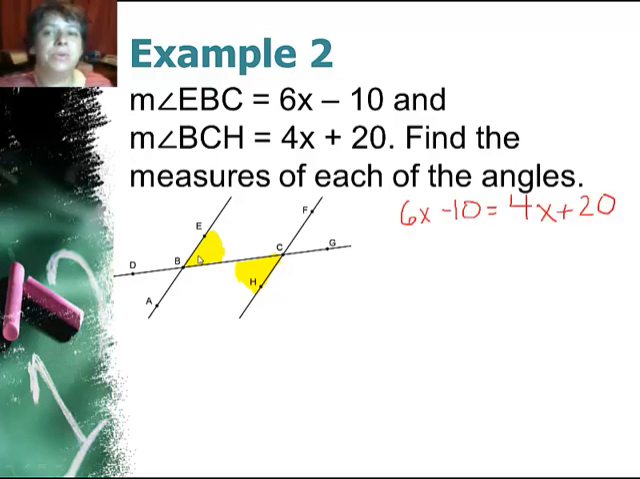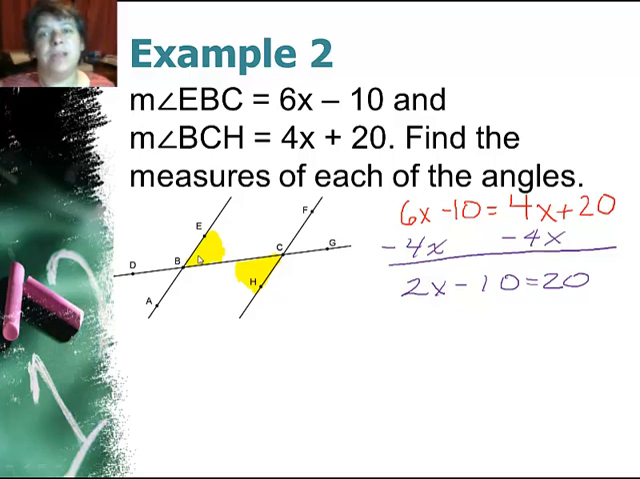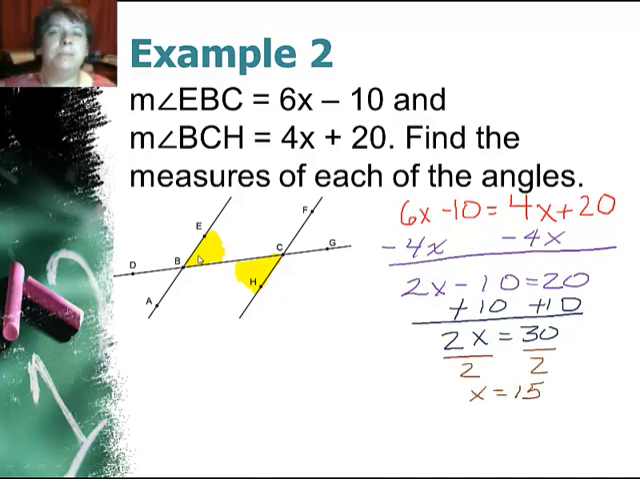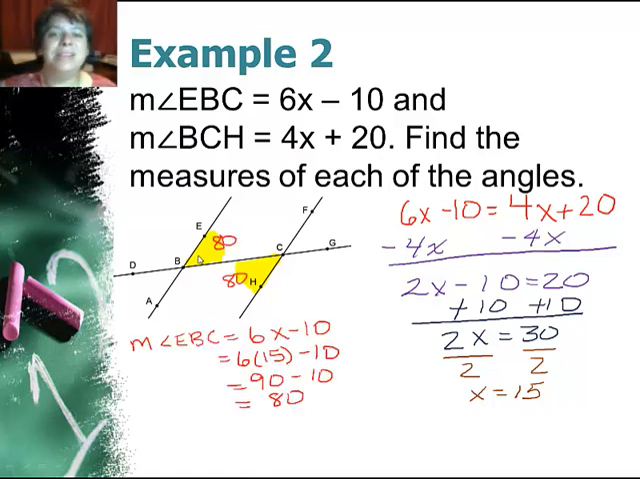So I set these two equal to each other, and then I solve for x. First of all, I have more x's on the left, so I subtract 4x from both sides. 2x minus 10 is 20. Add 10 to both sides, and I get 2x equals 30. Divide both sides by 2, and I get x equals 15. So x is 15, but I need to know the angles. So I substitute the 15 into the equation, 6x minus 10, and I get 90 minus 10, or 80. So both of these angles are 80 degrees.